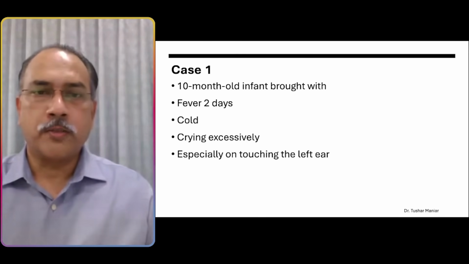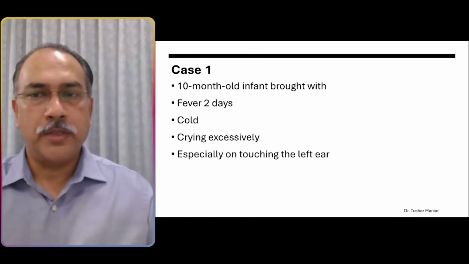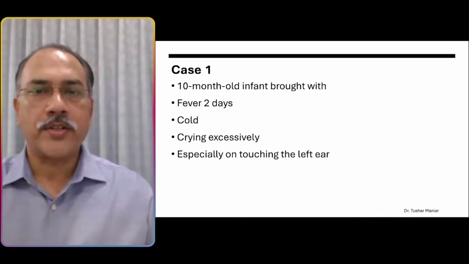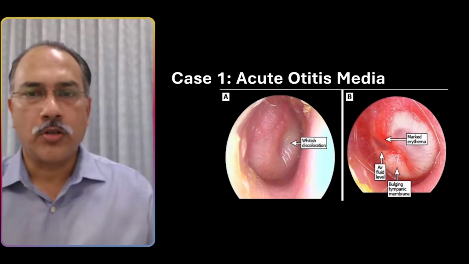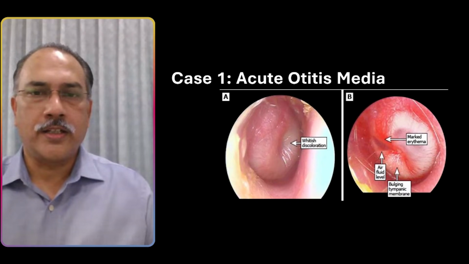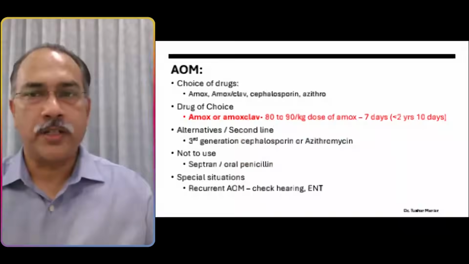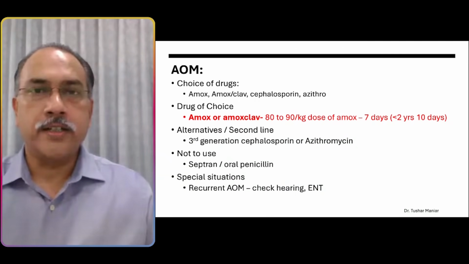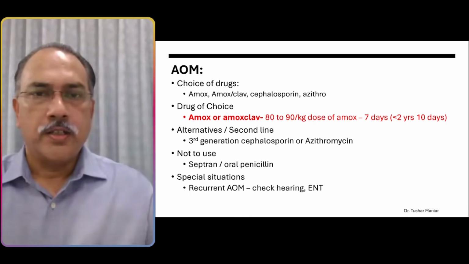We have a 10-month-old infant brought with fever for 2 days, cold, crying excessively, and especially while touching the left ear of the baby. So obviously, we are straight away thinking in terms of a localized infection in the left ear. When we used the otoscope, this is what we saw: a whitish discoloration, and a bulging tympanic membrane which was congested and red. So a diagnosis of acute otitis media was made. As we decided, we will go through this template for each diagnosis.